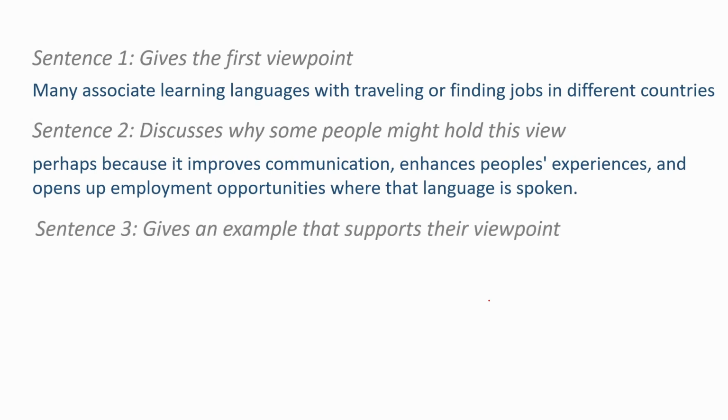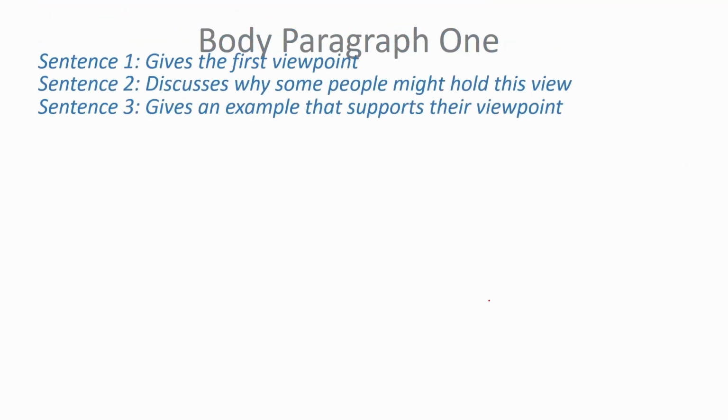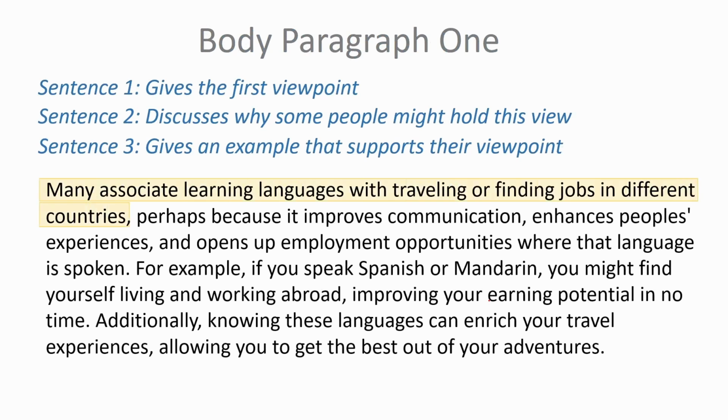Now in the last part, I'll write an example to support this viewpoint. For example, if you speak Spanish or Mandarin, you might find yourself living and working abroad, improving your earning potential in no time. Additionally, knowing these languages can enrich your travel experiences, allowing you to get the best out of your adventures. So I added also the point about traveling because we have it in the first viewpoint. So to put it all together, the first part, I mentioned the first viewpoint. In the second one, I explained why. And in the last part, I provided examples to support that.